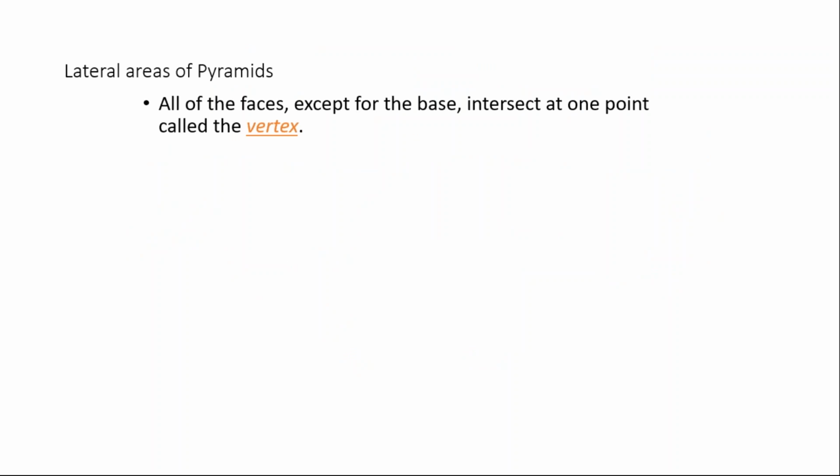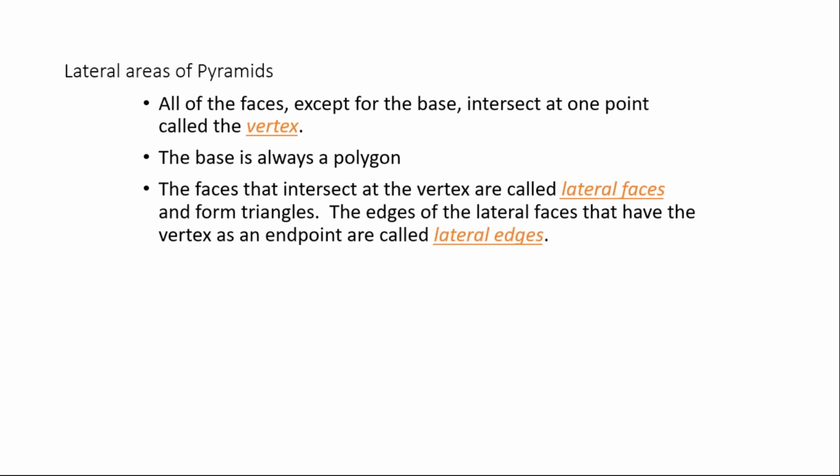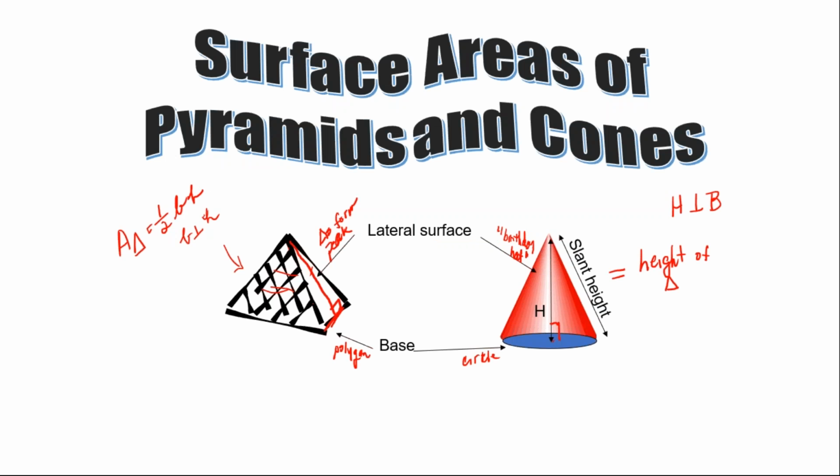Lateral, again, all those faces except for the base intersect at one point. And the base is always a polygon. The faces are triangles. Some of this, we've talked about before. This is a little bit of review from section 1, but kind of tying in with the word lateral. The vertex, and I'll go back to that page, get more detail.